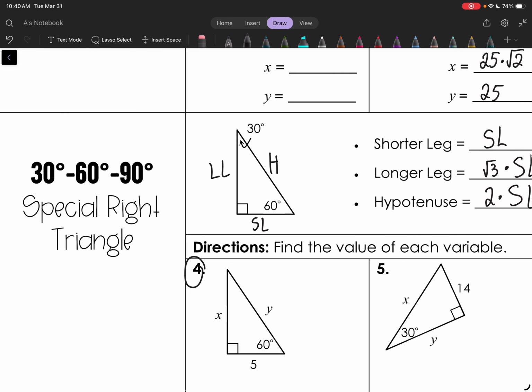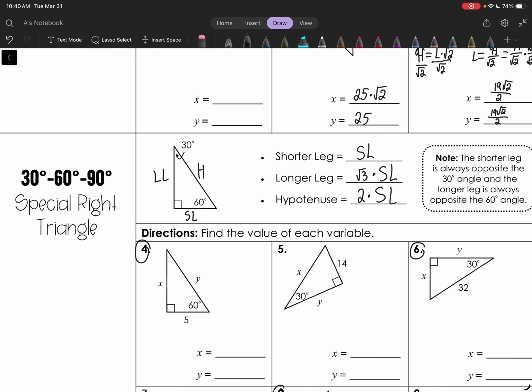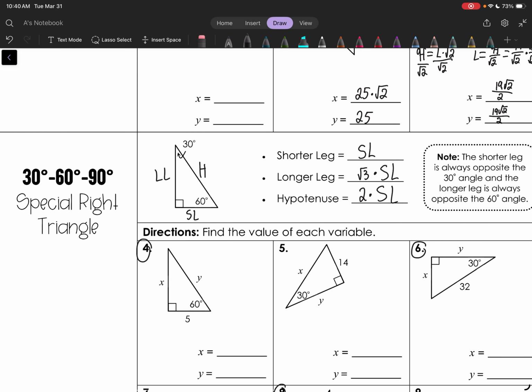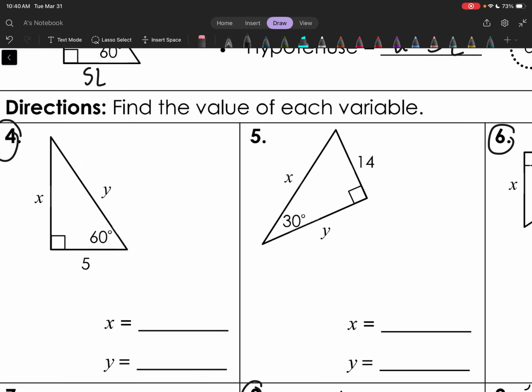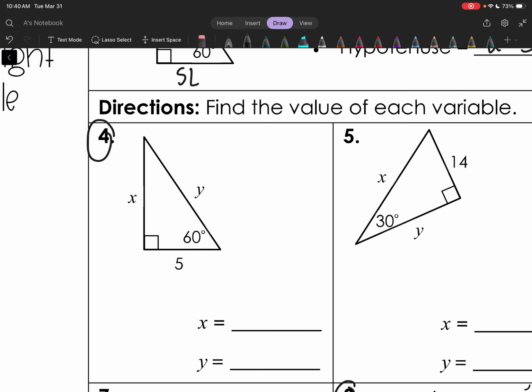The second type is a 30, 60, 90. You have 3 parts of this triangle. You have a short leg, you have a long leg, and you have the hypotenuse. Now, I like using the letters SL, LL, and hypotenuse H just to help me do the problem. So for number 4, let's identify the short leg, the long leg, and the hypotenuse.